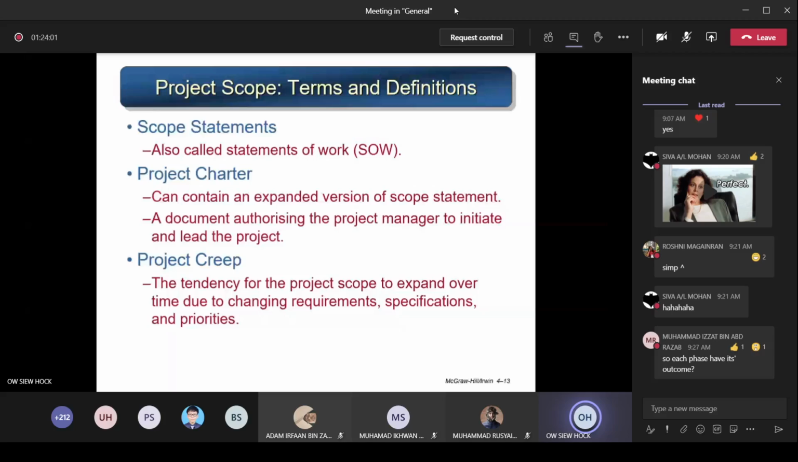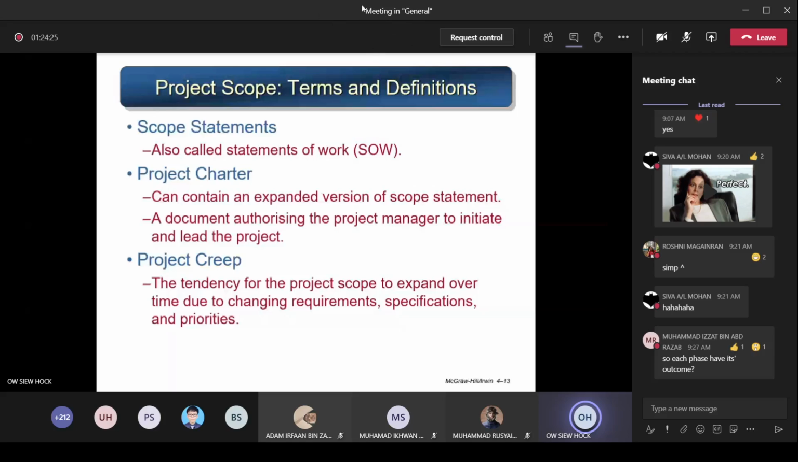Next, there's a term called project creep. Project creep here means the tendency for the project scope to expand over time due to changing requirements, specifications, and priorities. From time to time, you never realize. It's just like I mentioned that I want each team to collect at least 120 sets of respondents, the data you collected and analyzed, 120 sets minimum.